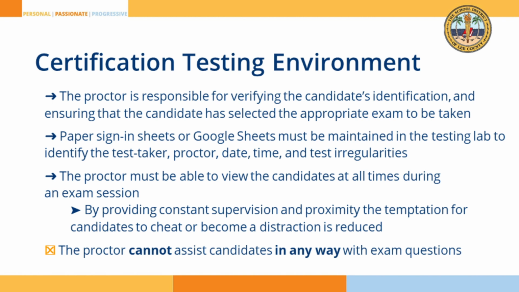Paper sign-in sheets or Google Sheets must be maintained for each testing lab with a sign-in, sign-out. We need to know who the proctor is, the date, the time, and if there are any test irregularities that happened at that time. The proctor should also be able to view all candidates that are testing during the exam session. That means they should be up walking around, monitoring students so that they can clearly see them and not just sitting back at a desk.